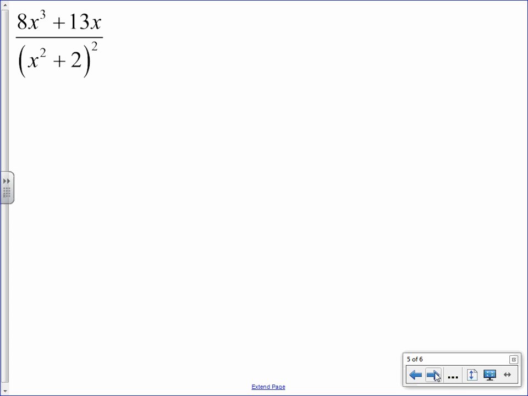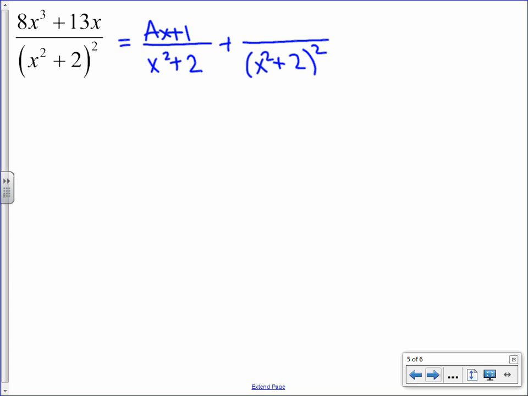Okay, so what is happening in the denominator? Quadratic factor being repeated. We have a quadratic factor being repeated. So here's our quadratic factor once, and then twice, and then what goes upstairs? AX plus B goes here, and CX plus D would have to go there.